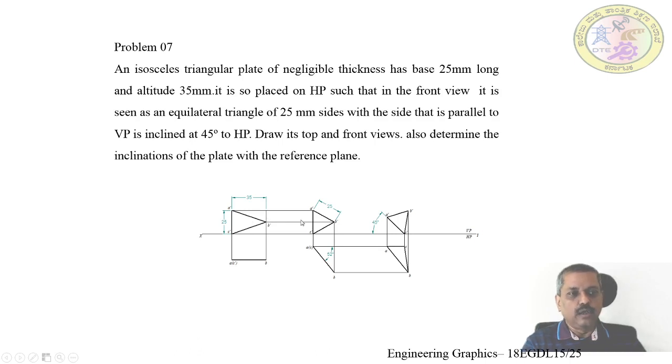That means don't draw even an XY line initially. Simply construct an isosceles triangle over here like this. Why you have to consider like this? So that is the next item. It is resting on one of the edges, which is parallel to VP. So here the edge is important. It is going to rest on the edge. That is A dash C dash over here. That should be on the left hand side.